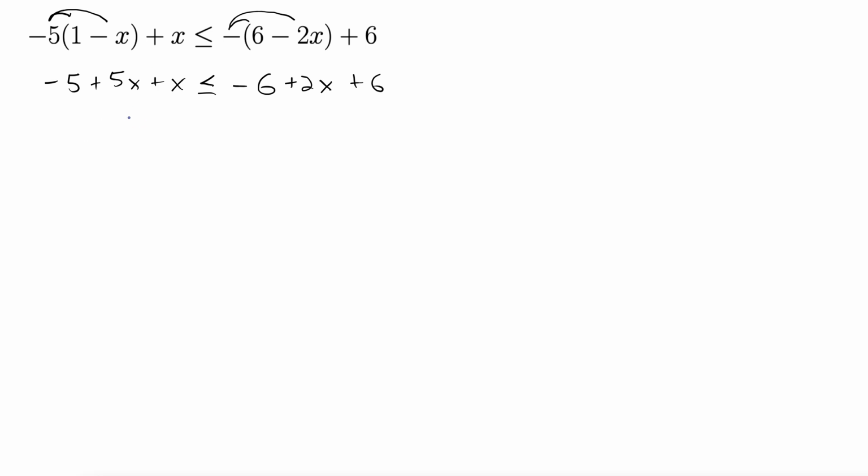Okay, let's combine like terms here. We have 5x plus x, that'll give us 6x. Here, look at this, -6 and +6 just cancel out. Okay, so that gives us -5 plus 6x less than or equal to 2x. I'm going to subtract the 2x over here to the left side, so that gives us 4x less than or equal to, and I'm going to add the 5 to both sides to give us 5 over here. And then finally finish it off by dividing both sides by 4 to get x less than or equal to 5/4.